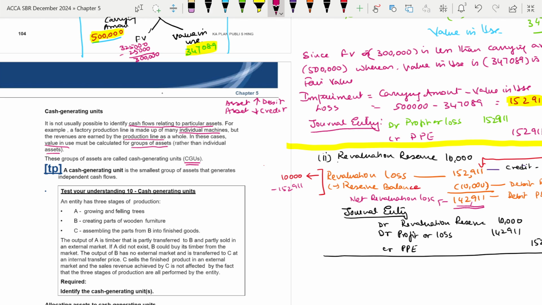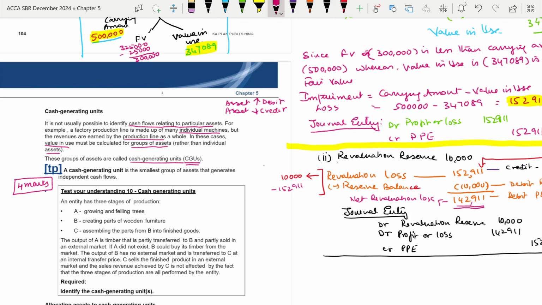For a specific one, we cannot do it individually, so we do value in use for a group of assets. These groups of assets are called cash generating units. It is a very simple concept. If they give it, they will give it for 4 marks. Very simple, very easy. When I explain, at that point you will understand. We don't need anything else.